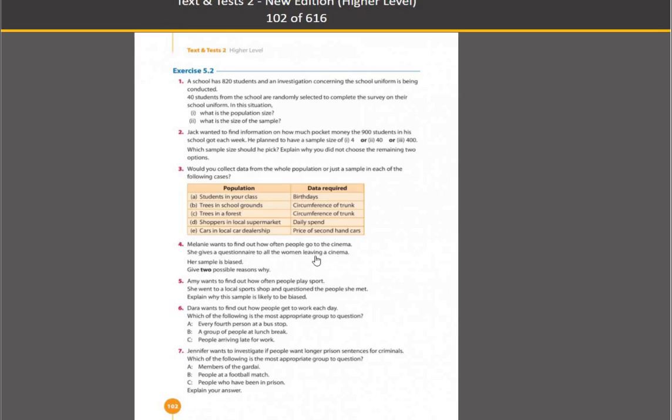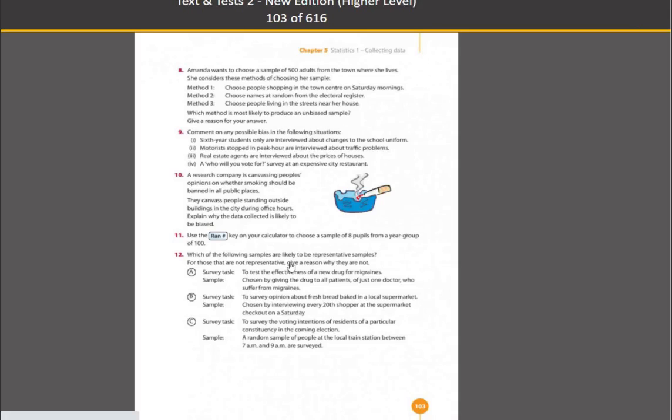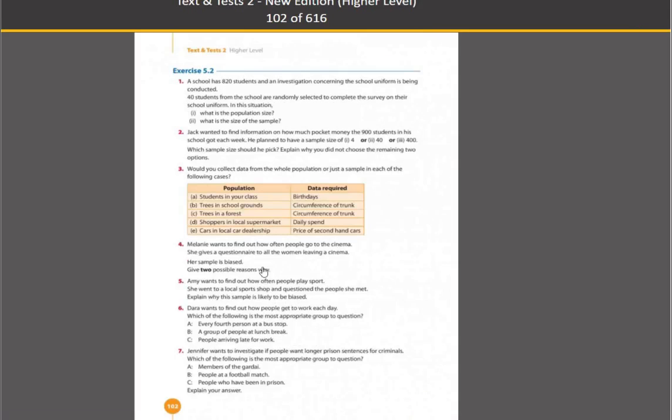So they are going to the cinema. So everybody she samples goes to the cinema. So she's going to get no opinions from people who maybe don't visit the cinema that regularly. So her sample is biased in who she's picking for 2 reasons. She's only picking the females, and she's only sampling people who are coming out of a cinema. So they're more likely to go to the cinema than, say, somebody down the shop.